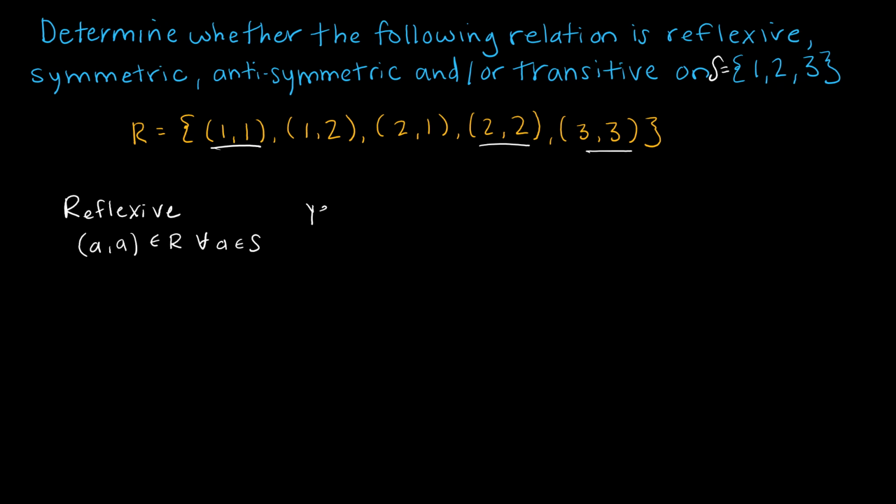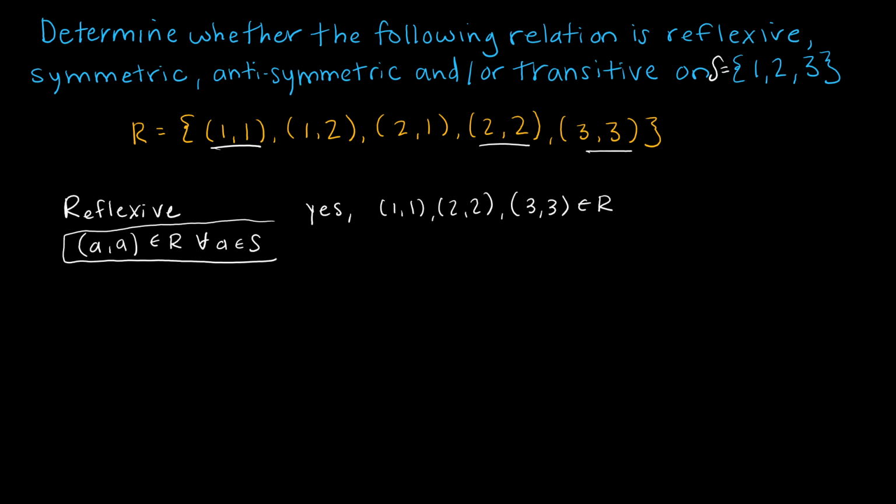So I can either say yes, R, 1, 1, 2, 2, 3, 3 are in the relation, or I can say this: for all A's in the set, A comma A is in the relation. Either way. All right, let's take a look at another property, the symmetric property.